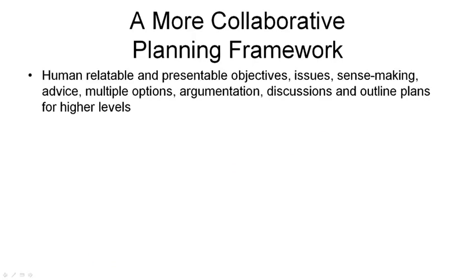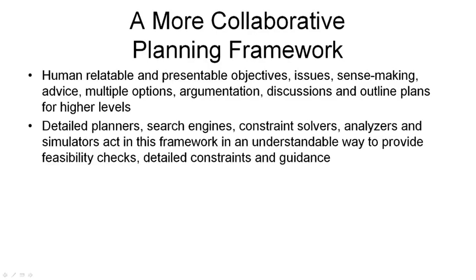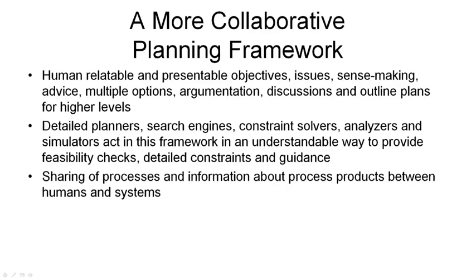At the outer level, we've got to be able to relate to the humans involved in the planning process, where they can present their objectives, their issues, they can make sense of the situation, they can give multiple options and advice, they can argue about those options, discuss them, outline plans and so on. But then we want detailed planners, search engines, constraint solvers, analyzers and simulators that can act within that outer framework in an understandable way and use it to provide feasibility checks, detailed constraints and guidance. We want to be able to share processes and information about process products between humans and systems.